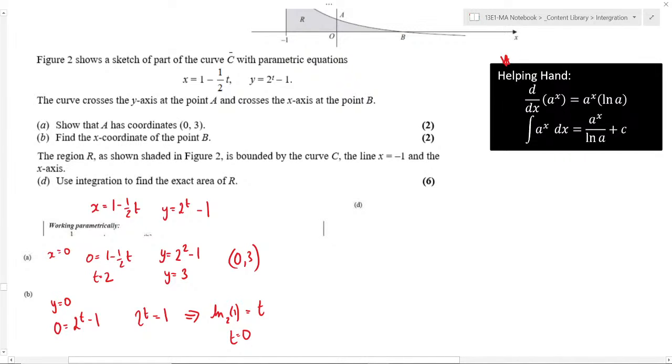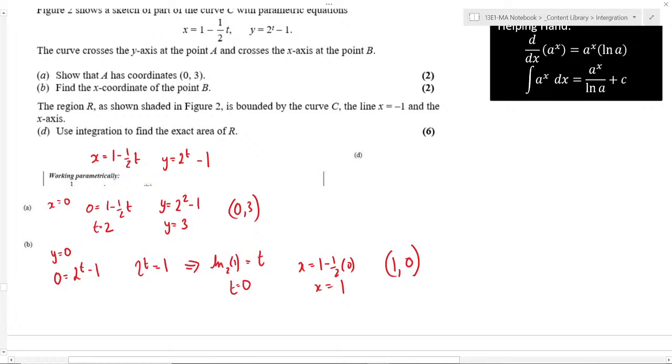So let's sub 0 into the other one to find out our x coordinate. x is equal to 1 minus a half times by 0, so x is equal to 1. So our coordinate here is (1, 0). Everybody alright with that? So thumbs up, thumbs middle, thumbs down. Good, good, good. So that's part B.